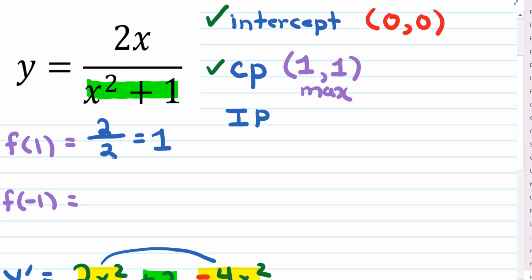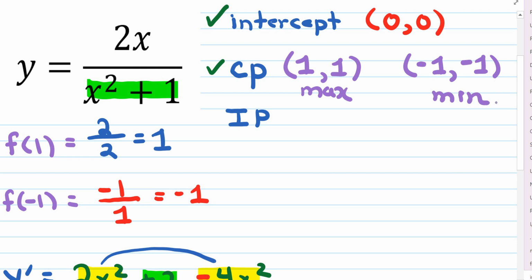And if I plug in negative 1, I get negative 1 on the numerator, but I get a positive 1 on the denominator, so that gives me negative 1. So my other critical point, which has an x value of negative 1, has a y value of negative 1 as well. This will be my minimum. So I have a maximum at 1 comma 1 and a minimum at negative 1 comma negative 1.